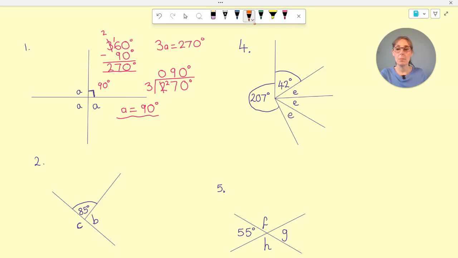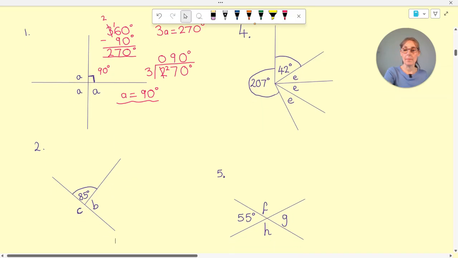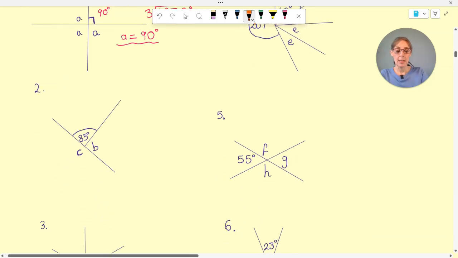Okay, let's have a look at number 2. I'm just going to go down a little bit. And I keep forgetting, this cursor flashes. Okay, let's have a look. So question 2. Okay, well that's a straight line, isn't it?